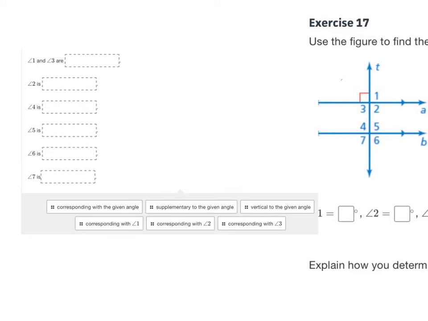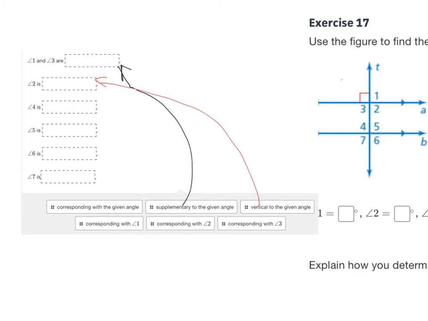Alright, so measure of angle 1 and angle 3. Do you see how they're right next to the given angle, right? And so that means that this angle plus this angle is going to equal 180 degrees. We call that supplementary. So we've got supplementary to the given angle is the first one. Angle 2. If we look at angle 2, it's a vertical angle. It's directly across from the given angle. So vertical to the given angle is the second one.